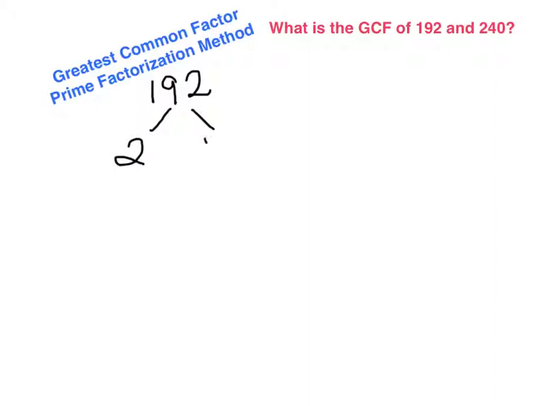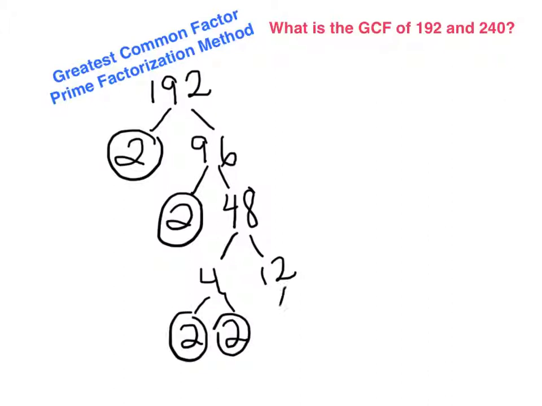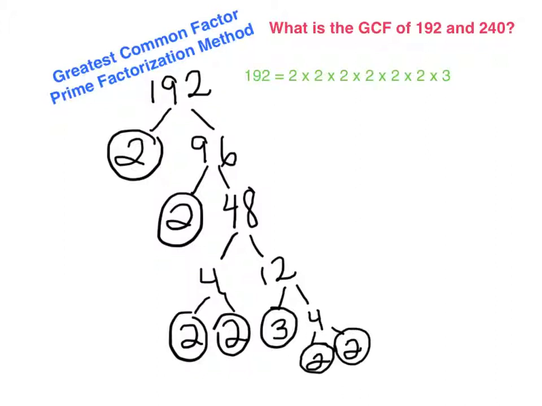192 is 2 times 96. 2 is prime. 96 is 2 times 48. 2 is prime again. 48 is 4 times 12. 4 is 2 times 2, both prime. 12 is 3 times 4. And 4 is again 2 times 2. So 192 is equal to 2 times 2 times 2 times 2 times 2 times 2 times 3.